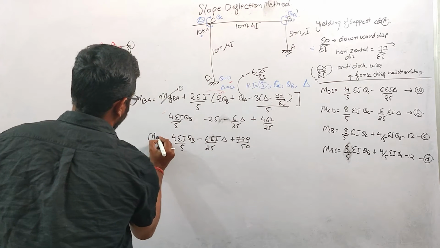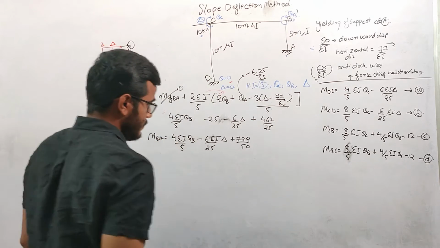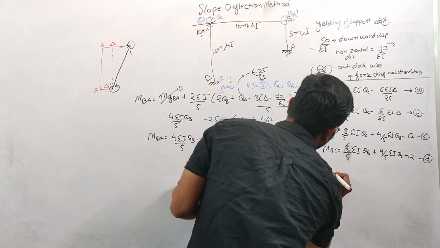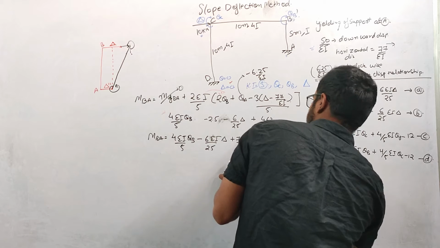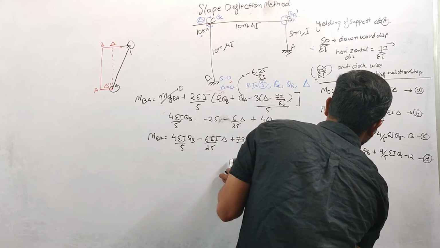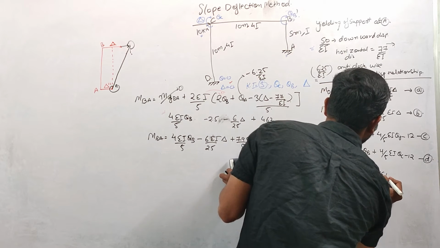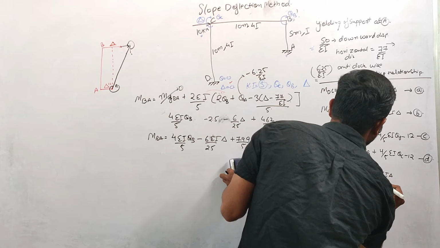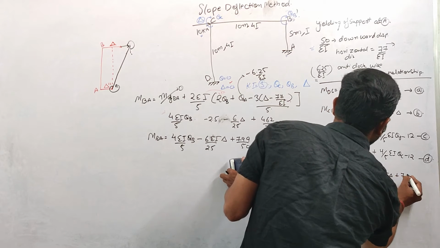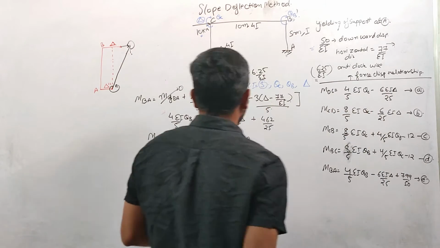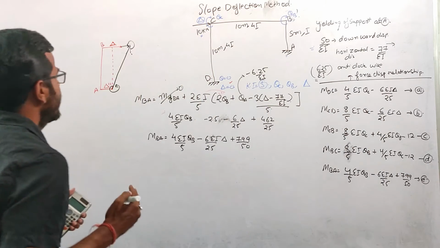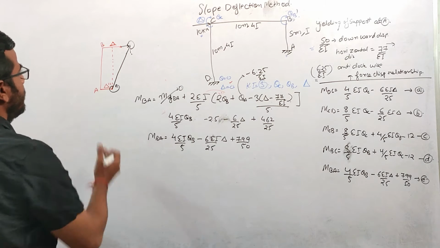So this is the value of MBA. I can write MBA over here: MBA equals 4 by 5 EI theta B minus 6 EI delta over 25 plus 799 over 50. Let us term this equation as E. So this is the equation we are getting for this BA member.